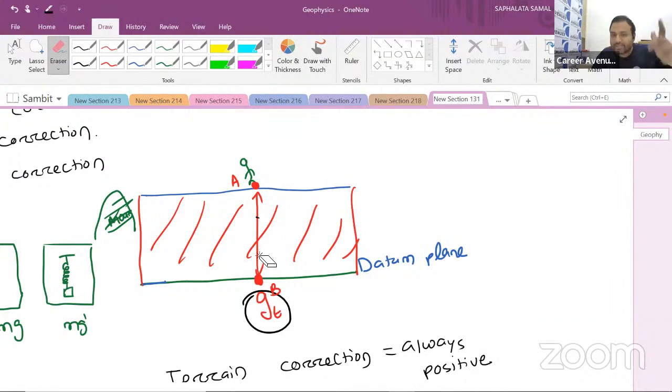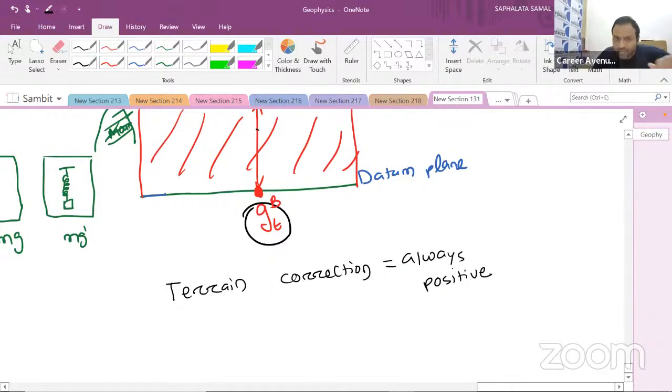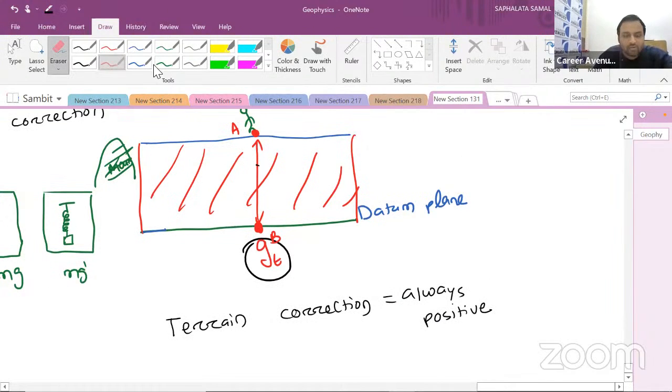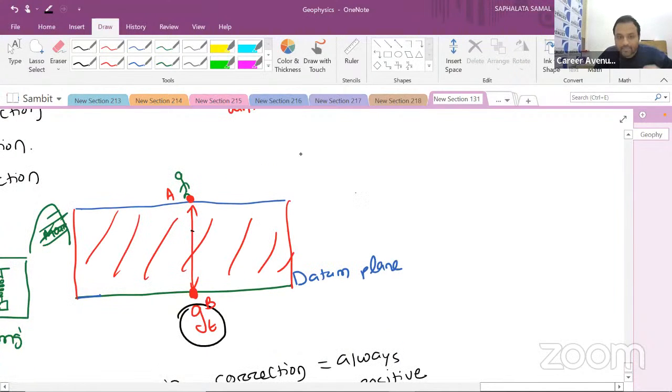The first compensation was for the terrain, that was always positive. Now, because the station is above the datum plane, you can see the gravity value at A and the gravity value at B. The gravity value at A will simply be greater, because more mass is there.